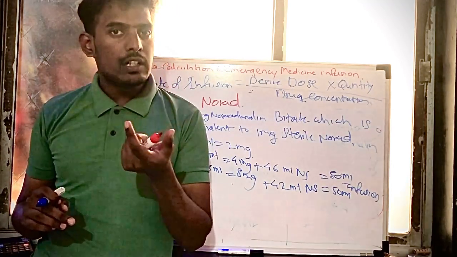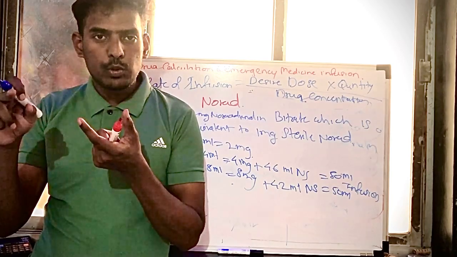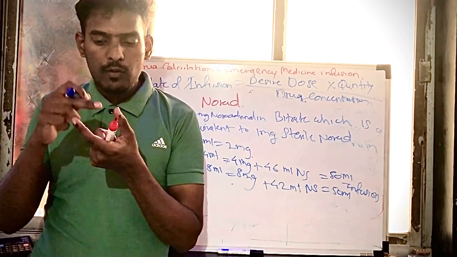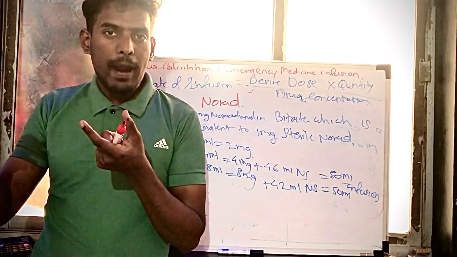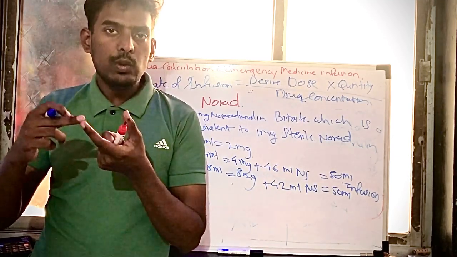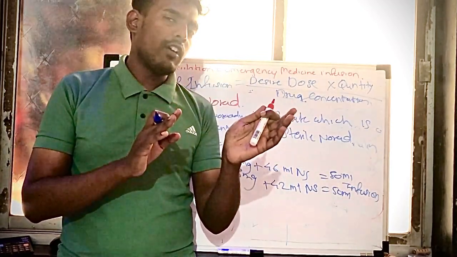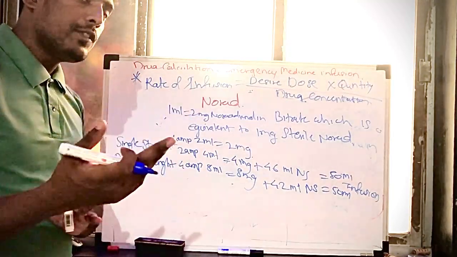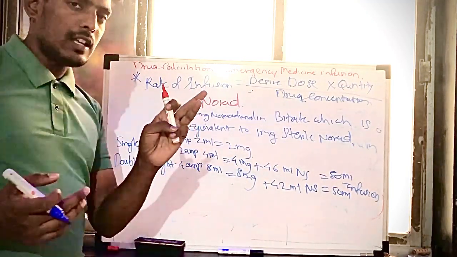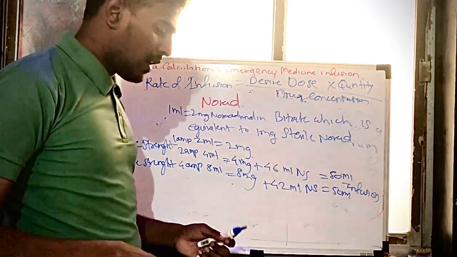You may find the ampule of the NORAD and it is written 1 ml is equal to 2 mg, and below it is written 1 ml of the NORAD is equal to 2 mg NORAD bitartrate, which is equivalent to 1 mg of sterile noradrenaline. It means 1 ml of the NORAD contains 1 mg. Now, how are we going to make the infusion? We have two ways of making the infusion, single strength and double strength. For the single strength, what you have to do?